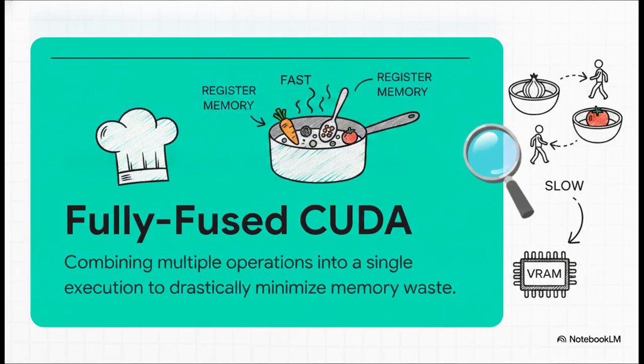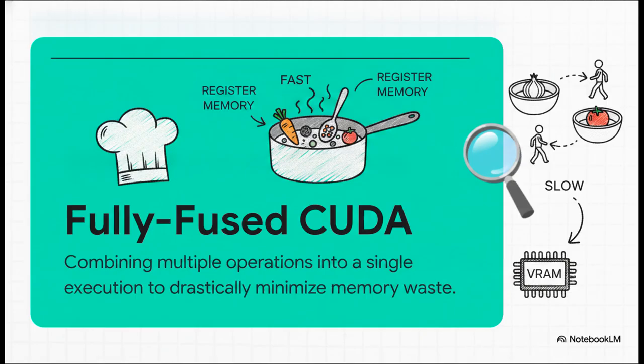In computing terms, this is executing a small operation, writing the result all the way out to the GPU's main global memory, which is incredibly slow, and then reading it back in for the next step. You waste all your time walking back and forth to the fridge. You are severely memory bandwidth bound.